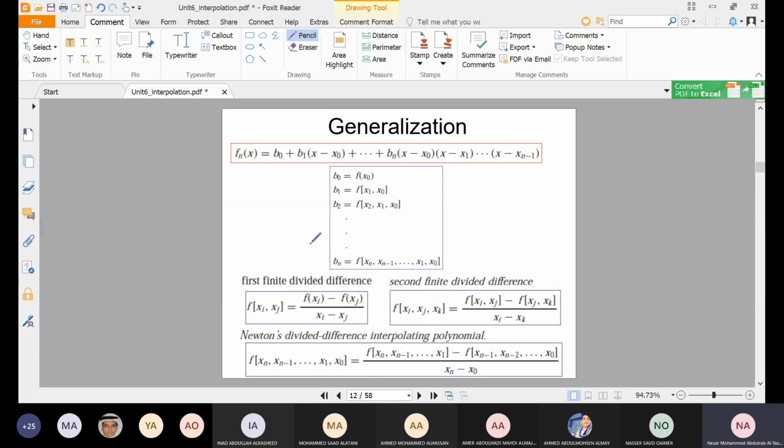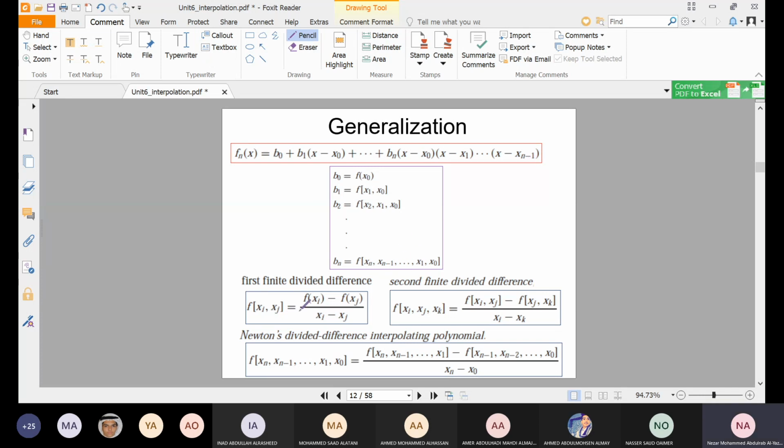Okay, so this is the generalization here. This is the general function for an order n. If you want, for example, to take order n equal 2, n equal 3, like this one, so this is the initial function, f of x0, plus b1 times (x minus x0), plus b2 times (x minus x0)(x minus x1), for example, like this. It will go like this until the end.